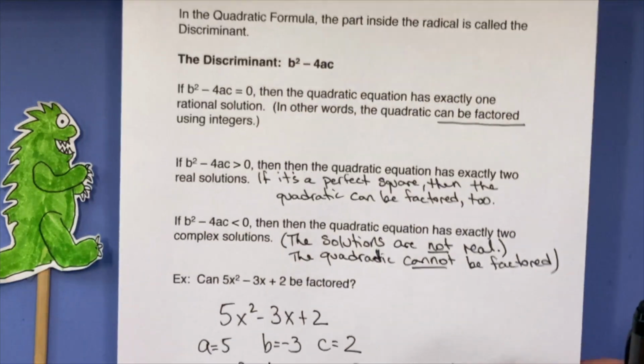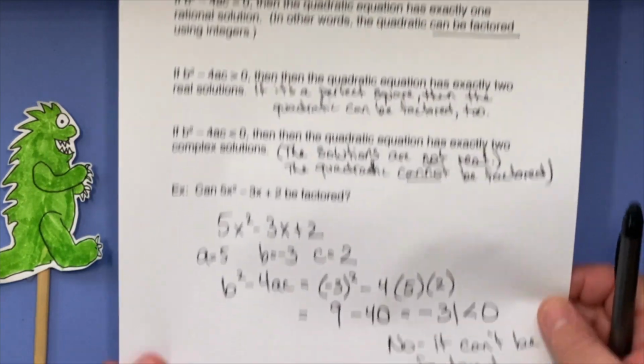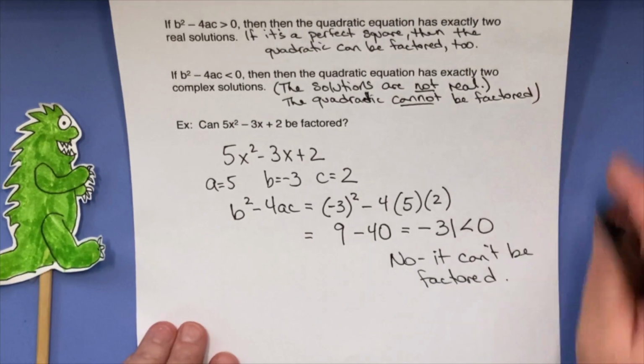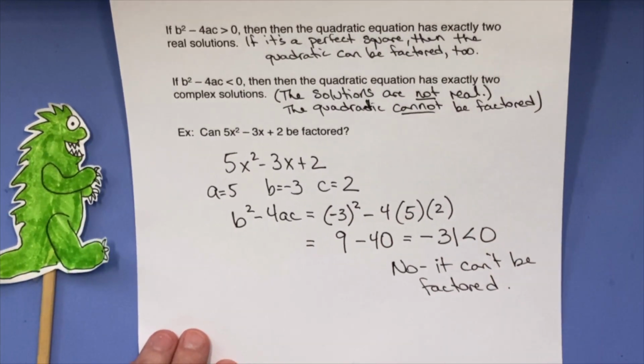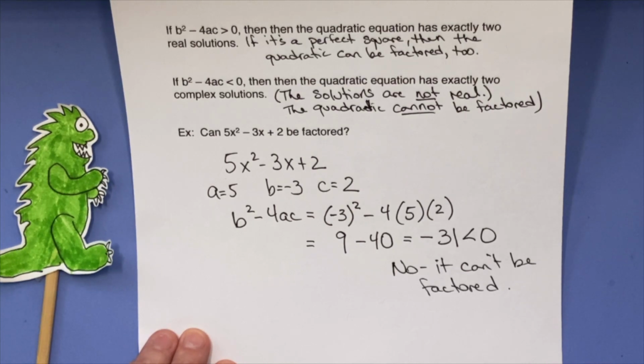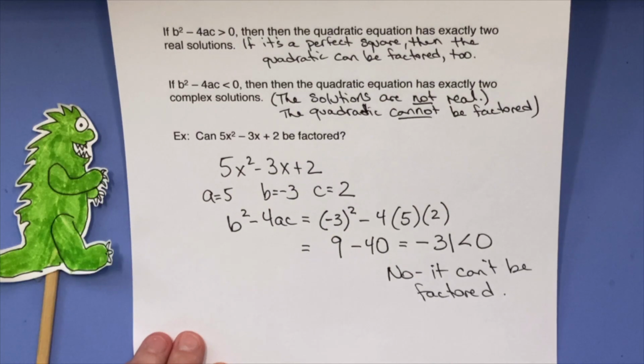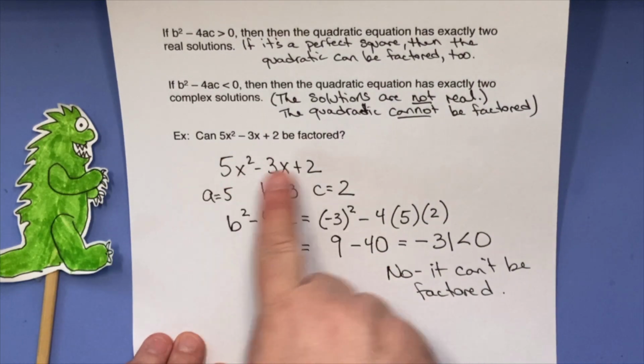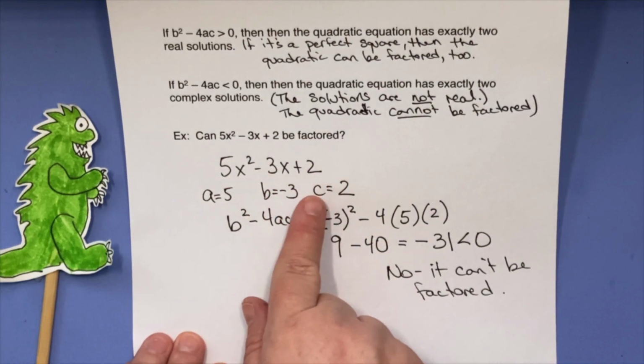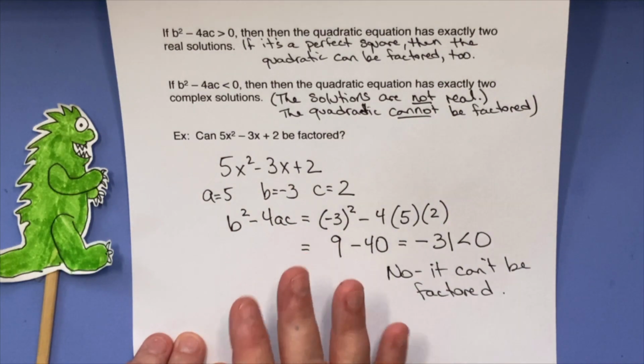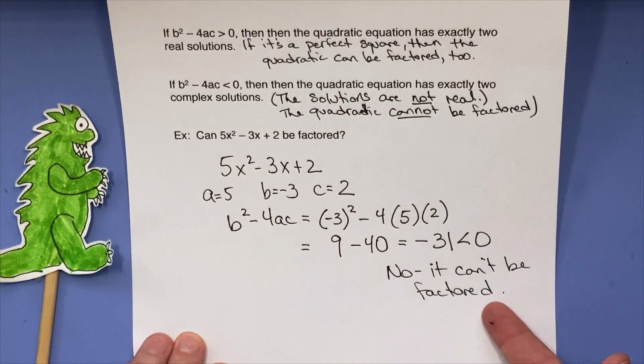So why is the discriminant useful? The discriminant is useful because before we put a bunch of work into something, it'll tell us whether or not we should do the work. If we're looking for two real answers, or if we're looking to factor this, should I try the AC method? Should I try trial and error? The answer is no. This can't be factored, so I shouldn't put the work into it.